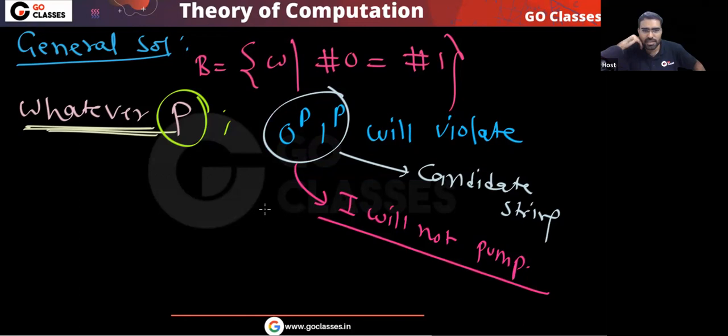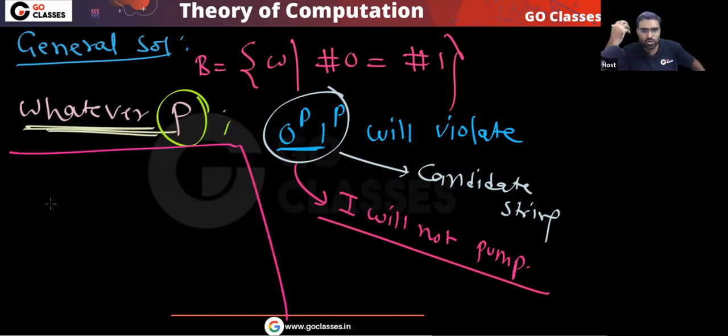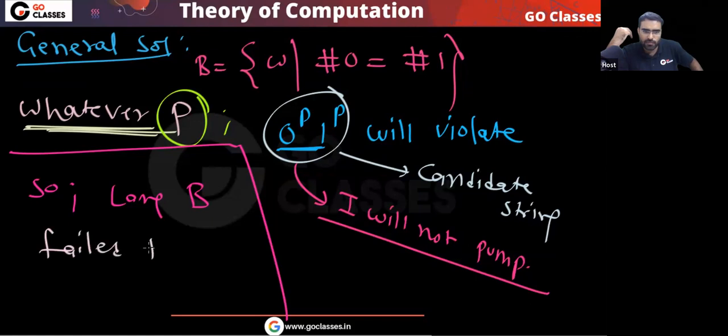So is this point clear? Tell me. Whatever P you take, this candidate string will not pump. So tell me, this language B has failed the pumping lemma, yes or no? This language B failed the pumping lemma. So this is the point.